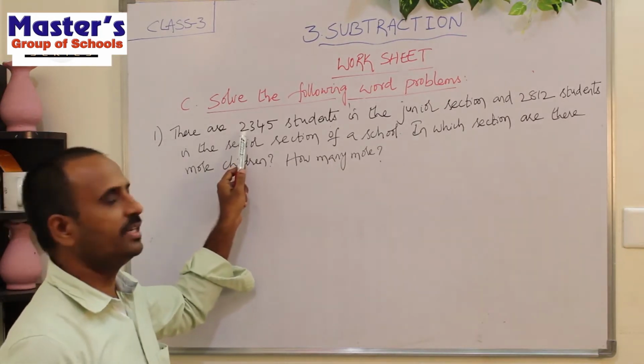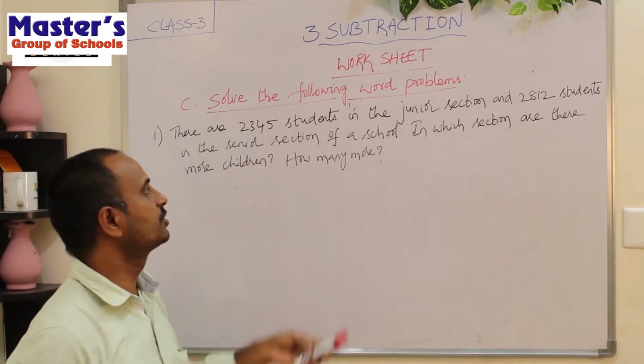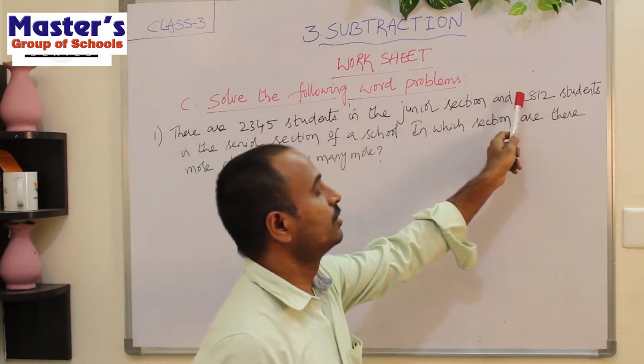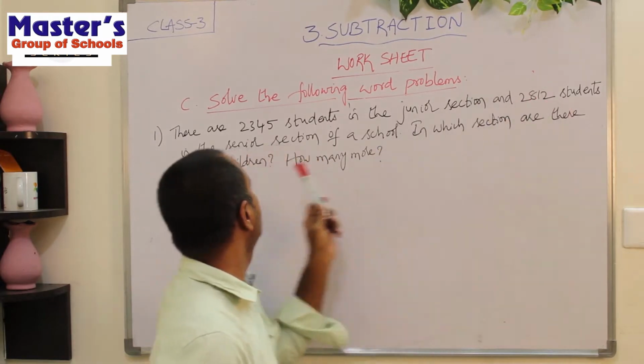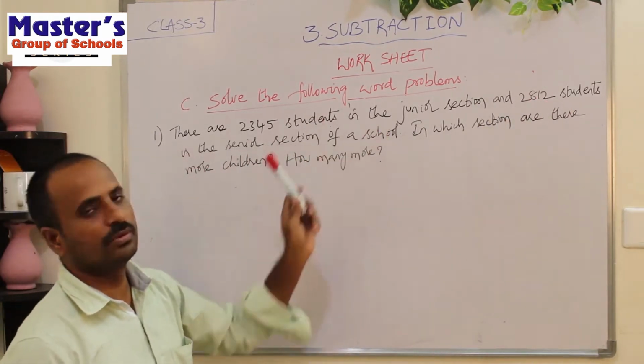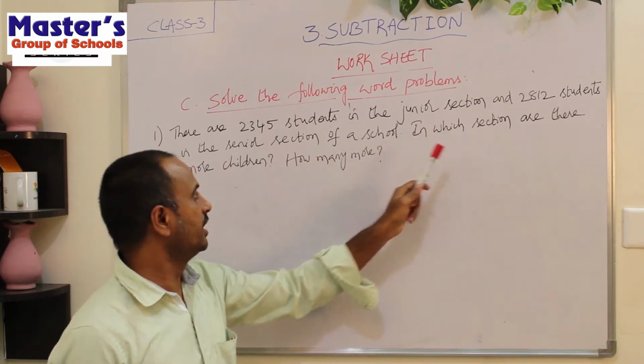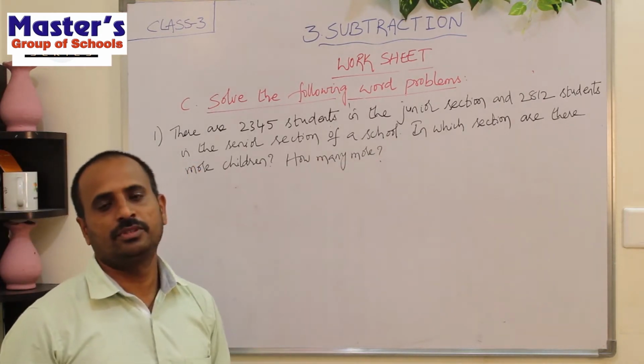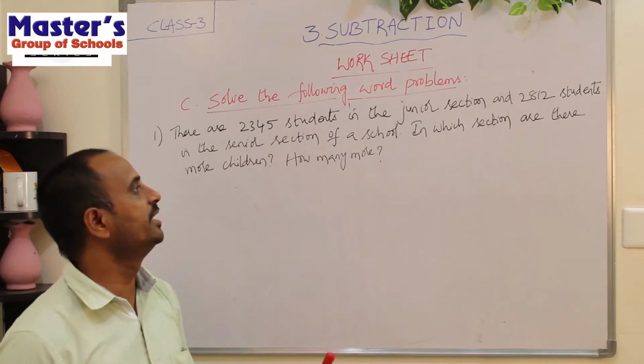There are 2,345 students in the junior section and 2,812 students in the senior section of a school. In which section are there more children? How many more? So children, read the problem once again and understand it clearly.